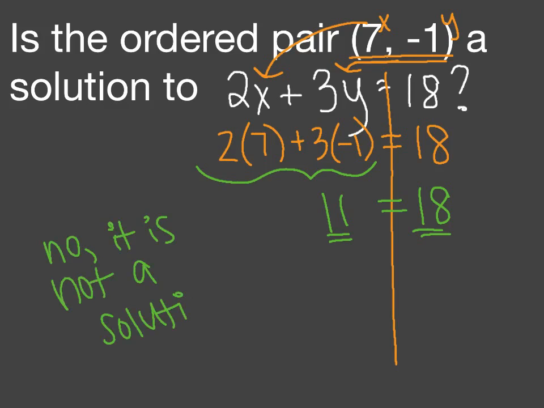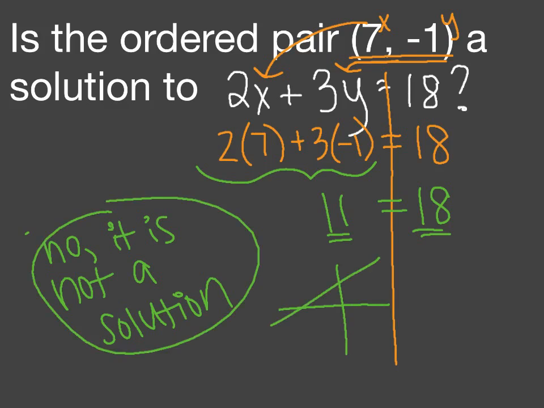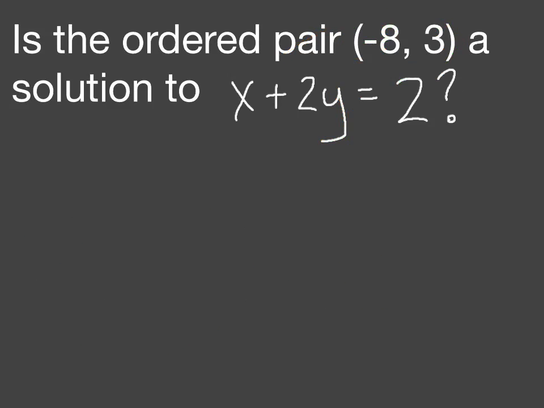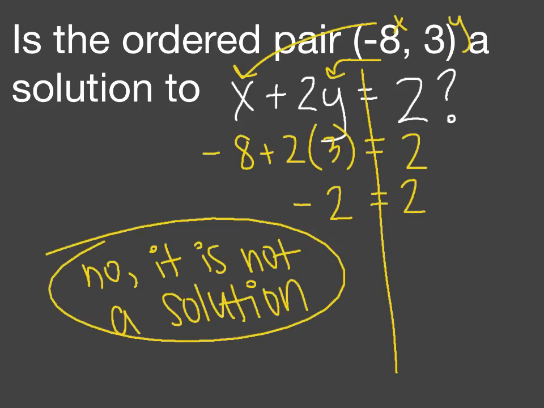Which again means if it were on a graph, if I had a graph with this line on it, this ordered pair would not be on top of the line. So maybe it would be over there or over here, but it definitely would not be on top of the line. Here's another problem. And again, I would like you to pause the video, do the problem, and then start the video again once you're ready to check your answer. And hopefully you got that this is also not a solution.